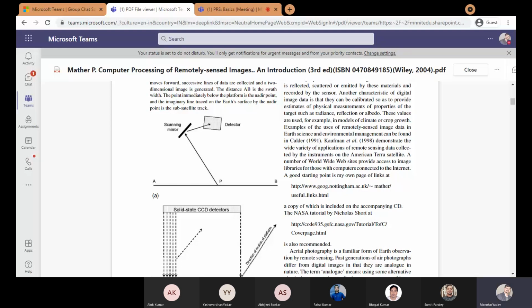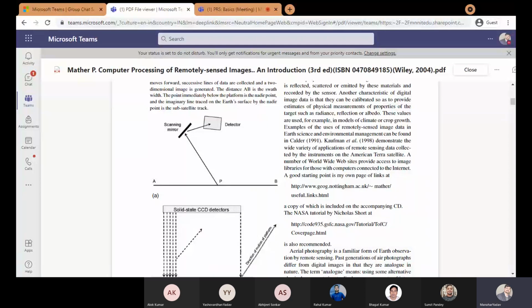Okay, so 1 column and 3 rows, and each row indicates a band. A column represents a particular pixel, but the row indicates the band. Is it clear? So briefly, I'm discussing the digital representation of an area in terms of digital number.